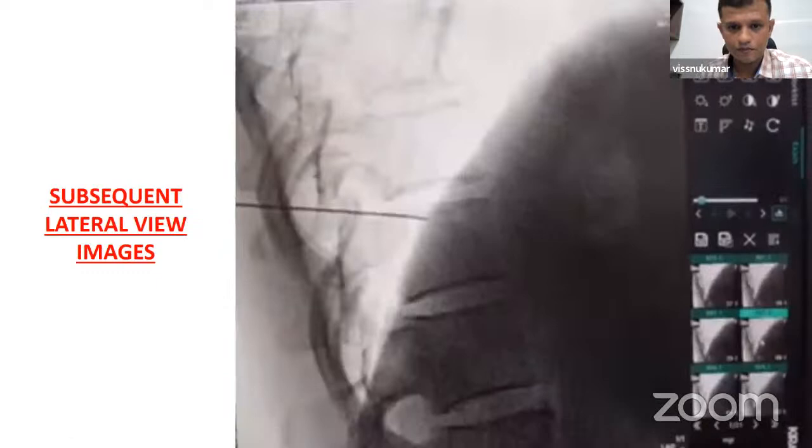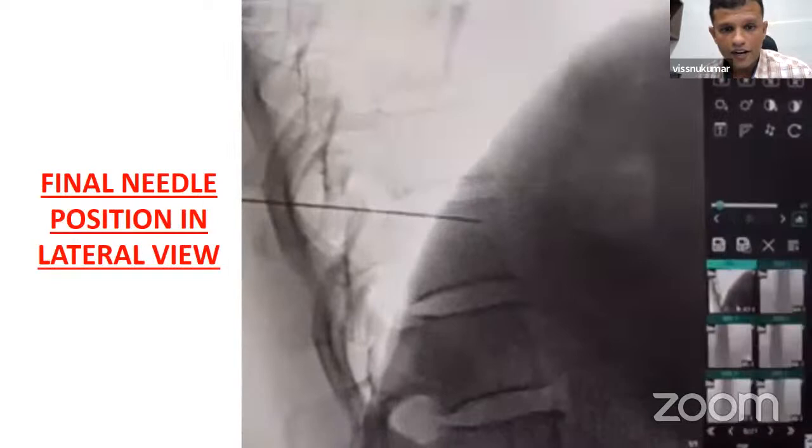And now in subsequent lateral view images, I'm inserting my needle slowly inside. I'm seeing whether my needle is going in the right direction. And now the final needle position in the lateral view. The final needle position is always at the junction of the anterior 1/3 and the posterior 2/3. Okay. Now keep this image in your mind and then compare it with the previous image where I showed you the nerves. Let us see that again.